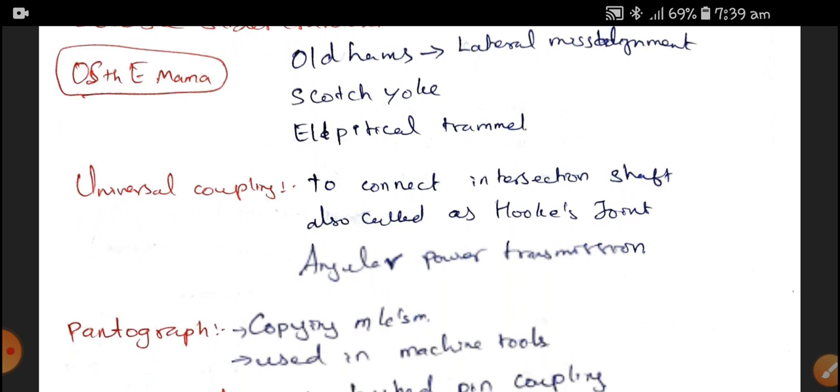Next one is the universal coupling. Here the universal coupling is used to connect intersecting shafts. It is also called a hook joint. Angular power transmission is possible.